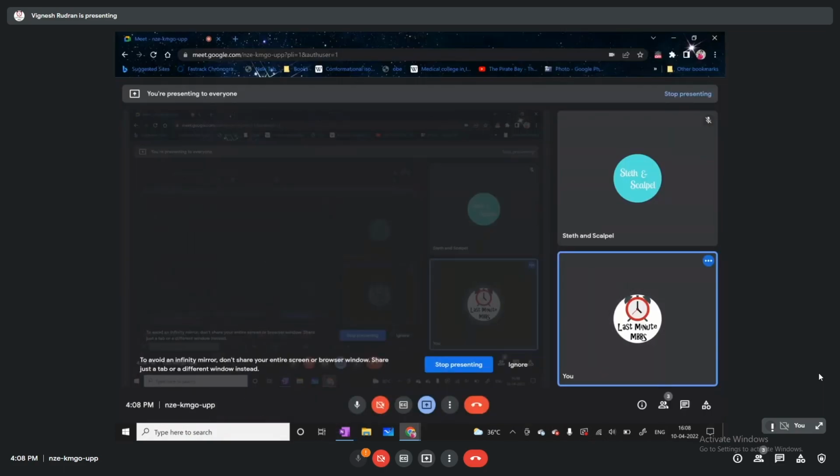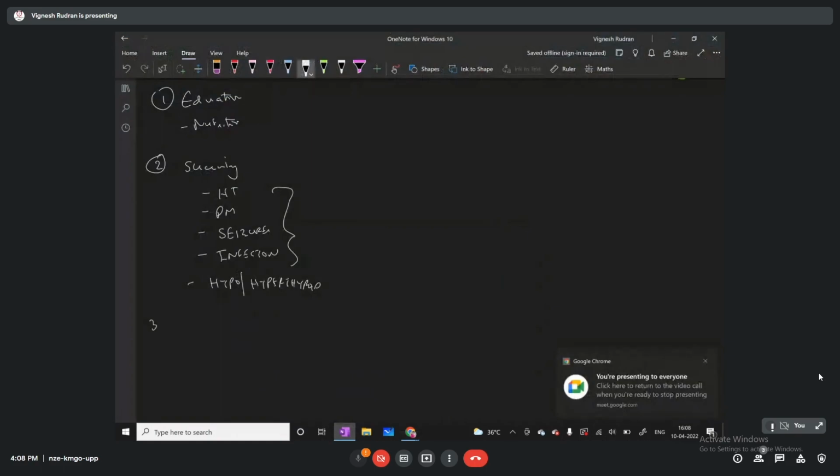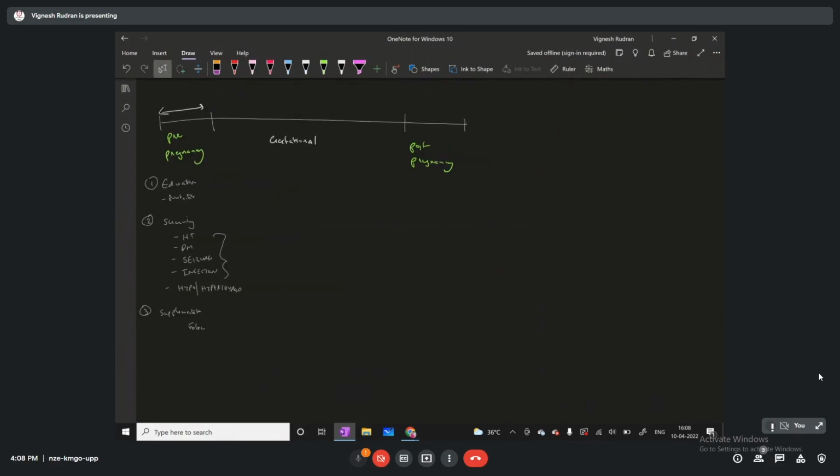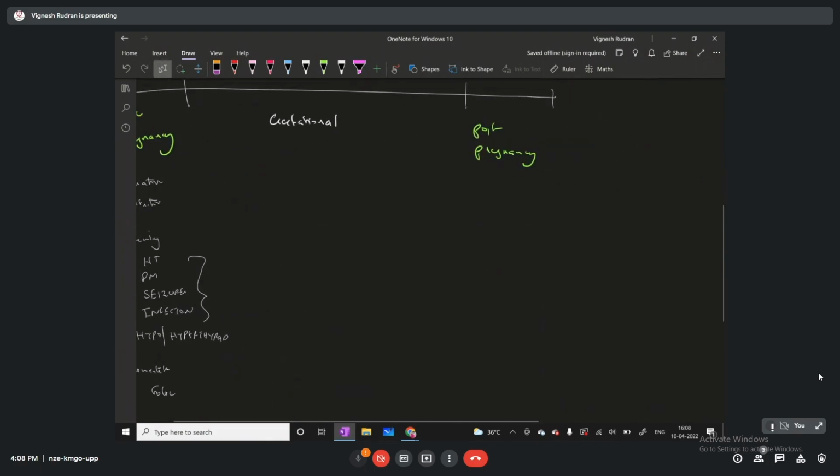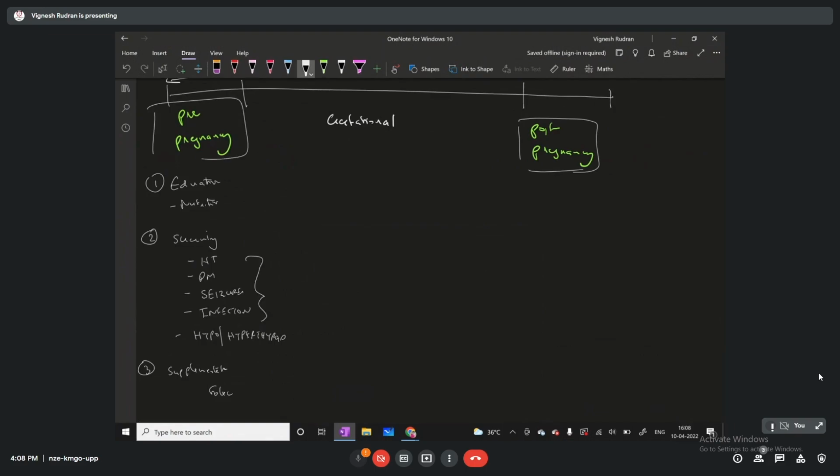Other than that, you can give something like supplementations. So usually your folic acid supplementation can begin in the adolescent period. So those are all the important things when it comes to your pre-pregnancy or prenatal care. And then moving on to post-pregnancy. These two are really small bits, so I just wanted to deal with these first.